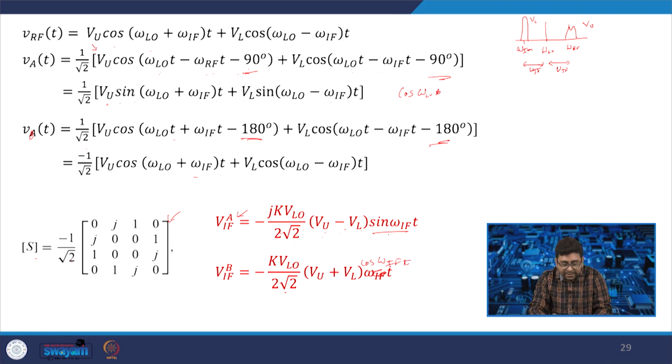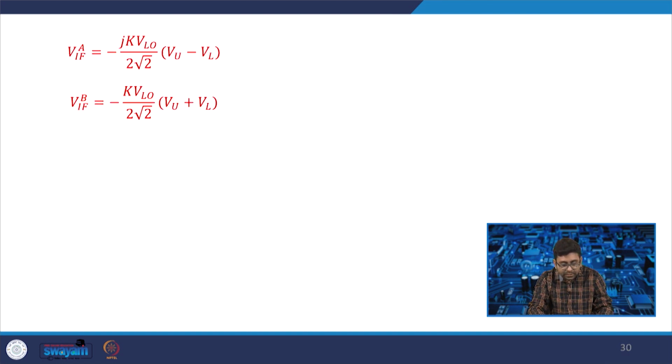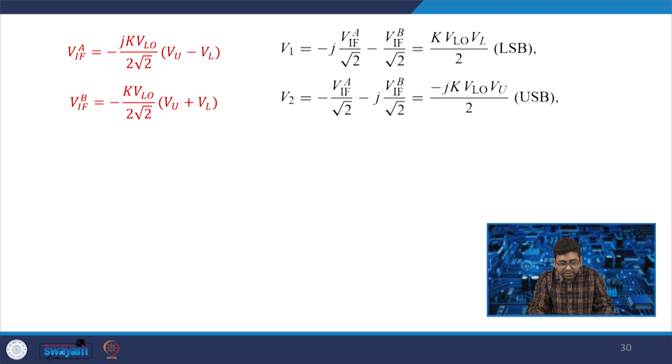So, there is a sine and a cosine. One is a sin omega IF t and another is a cos omega IF t. So, when you try to add these two, you will get a VIFA. If you consider only the magnitude, VIFA is j by 2 root 2 k into VLO VU minus VL, and at VIFB what we are getting is minus j by root 2 minus VIFB by root 2 k VLO plus VL 2 into LSB.